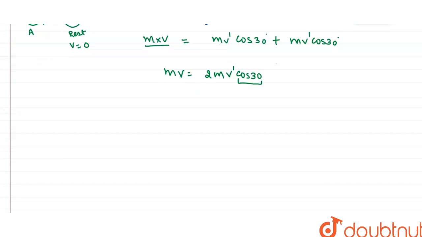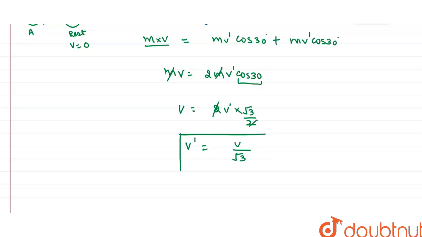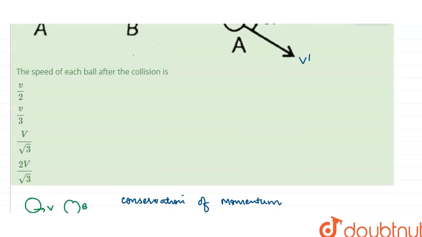So putting the value, we will have m cancel out, v equals 2v dash into root 3 by 2. So from here the value of v dash is coming out to be v upon root 3 because 2 cancel out. So this is the velocities of ball A and B after collision. Okay, v dash equals v by root 3.